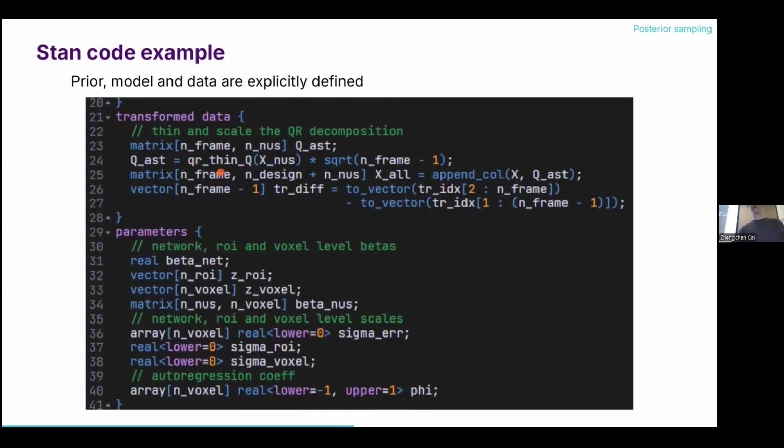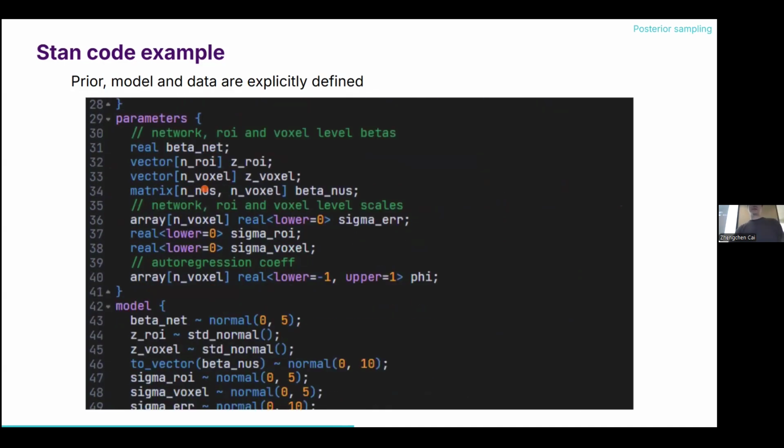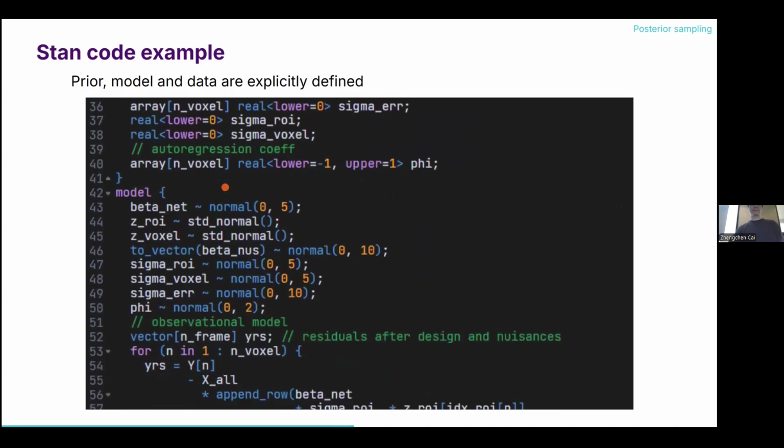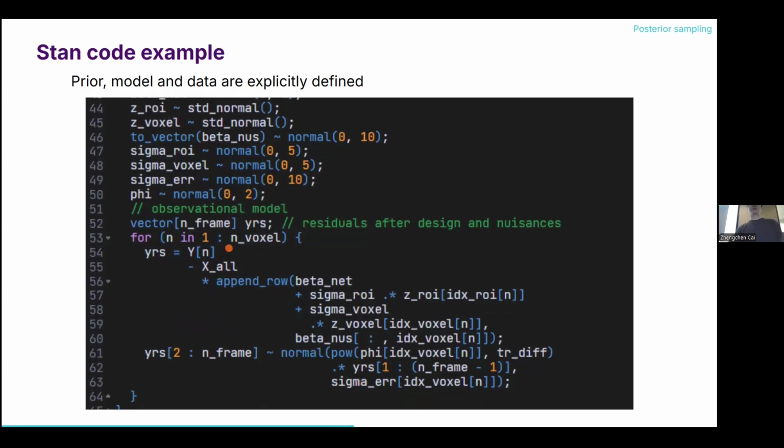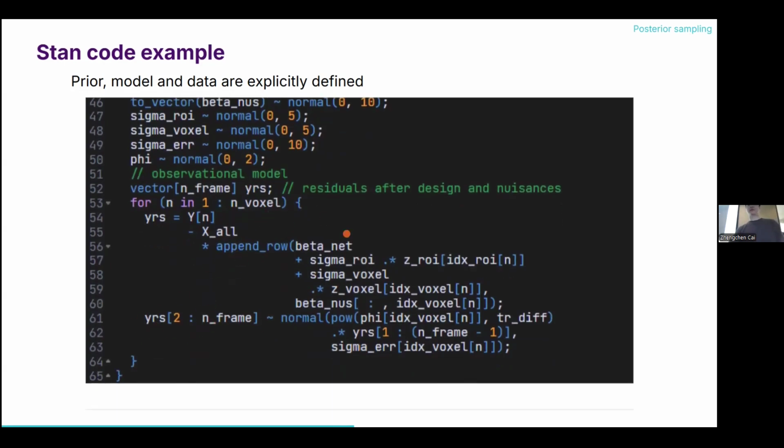And then if you want to do some transformation of the data within the model, let's say here I'm doing a QR decomposition of my design matrix before I put it into the linear regression, you have to put it in the transformed data chunk. And then you have a chunk for all your parameters. Again, you need to declare what is the type of the variable. Is it a real value? Is it a vector, etc.? What is the dimension? And in the end, you write your model with your priors written and the likelihood function, okay?